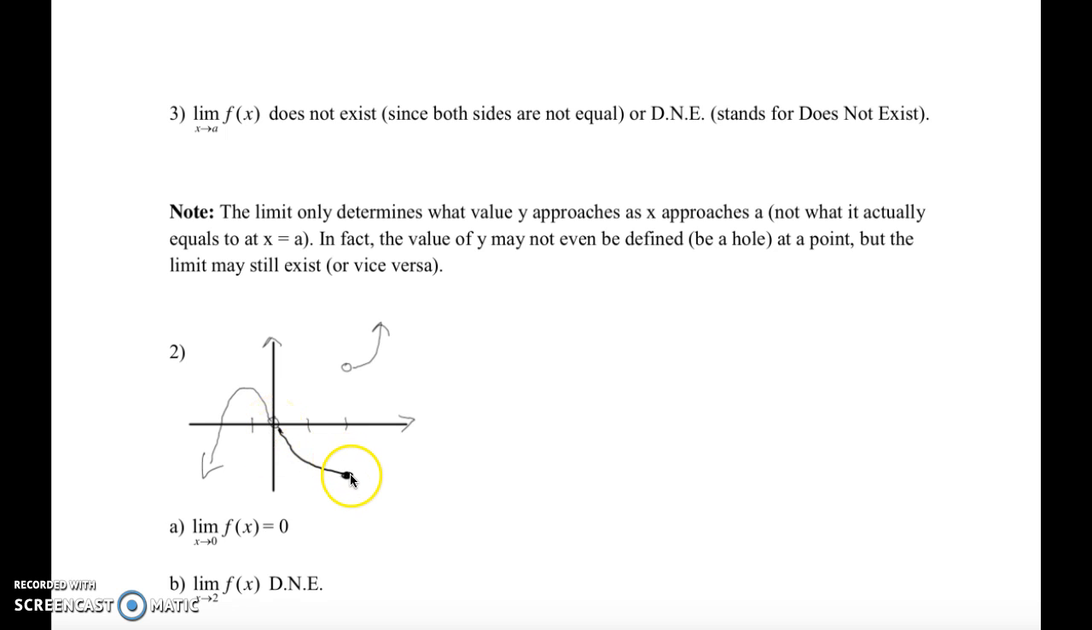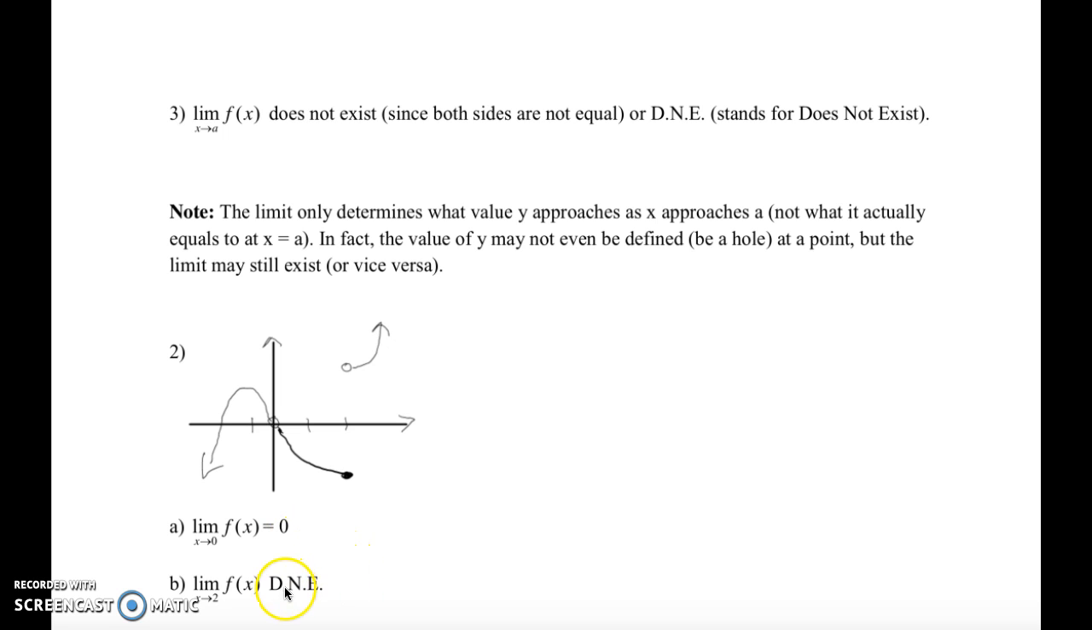If we come from the right-hand side and approach 0 from the right-hand side, even though that value does not exist, we are still approaching the same value as 0. So the limit from both sides exists and its value is 0, even though x at 0 is not defined.